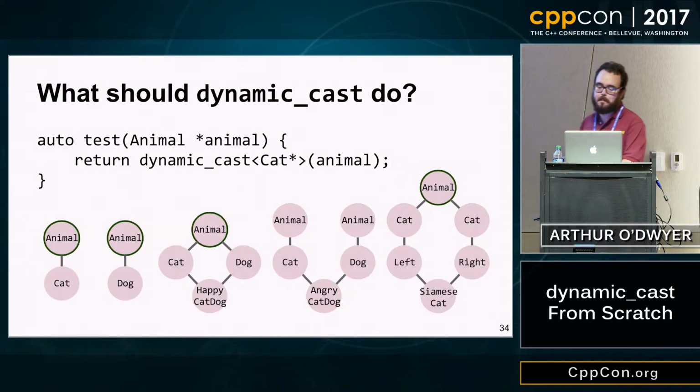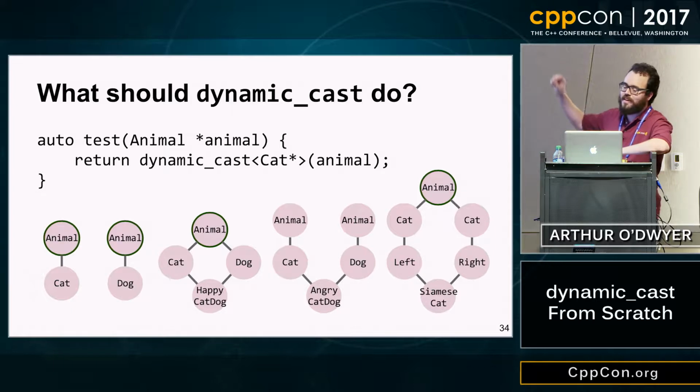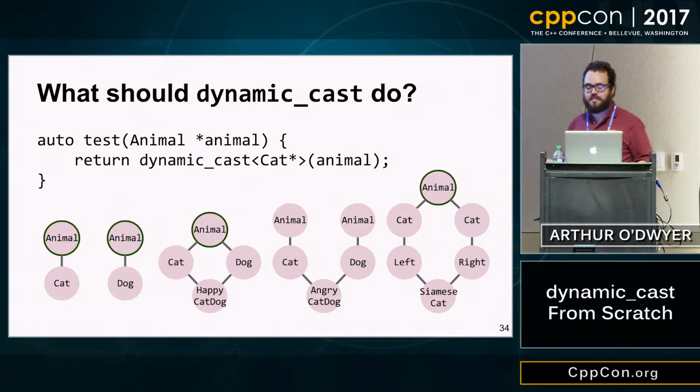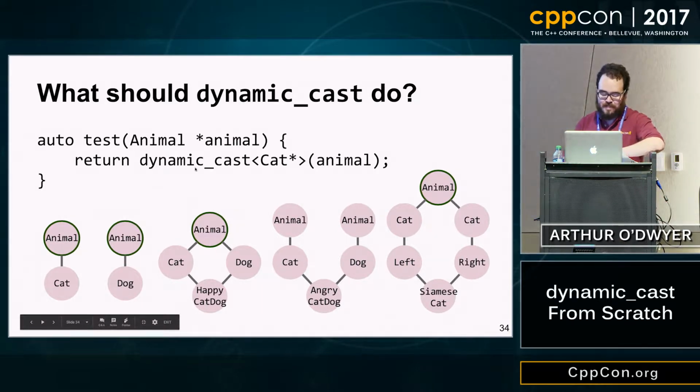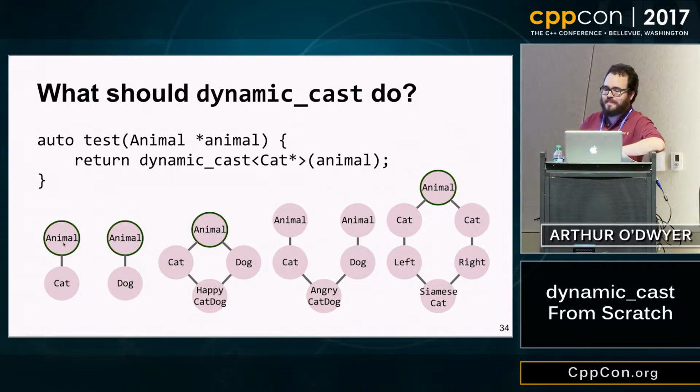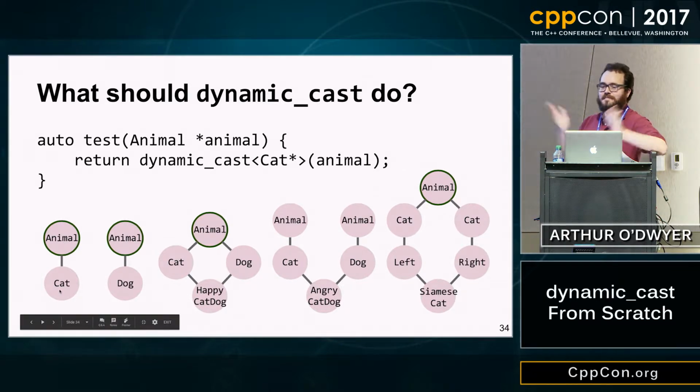Cool. So what should dynamic cast do? Let's say I have this little function test, and all this does is it takes a pointer to an animal, and it says, I would like that cat, please. So I'm at the pet shop here, and I point to this animal, and I say, I would like this cat, please. And the pet store owner says, okay, here, have this cat. Easy, because this cat is this animal.